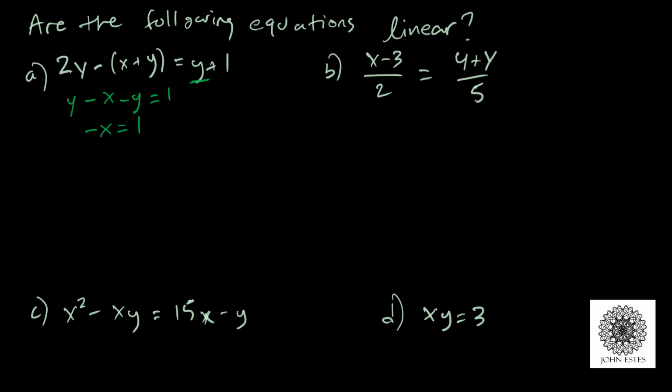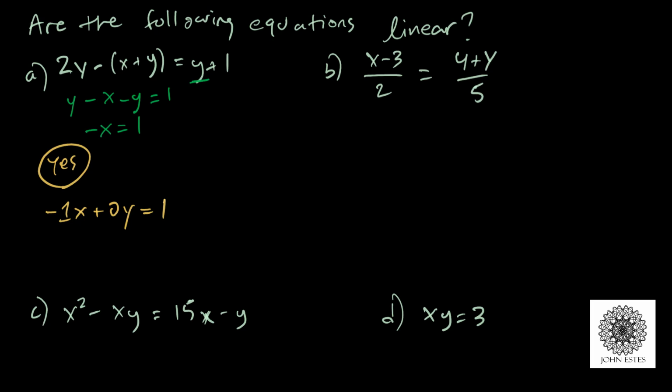Is this linear? Yes. It doesn't look like it's in standard form, but I could write it as negative 1x plus 0y equals 1. As long as the coefficients in front of x and y are not both 0, that counts. This is linear.